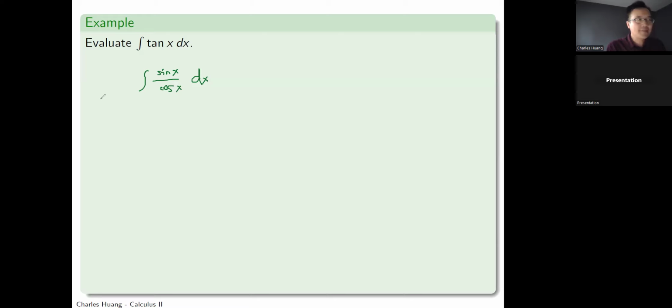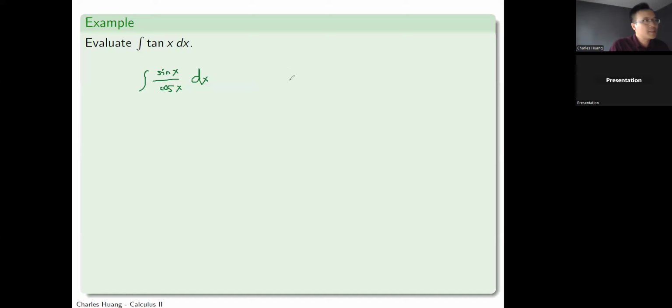Now you'll notice if you're confused about what to substitute, do I substitute for sine? Do I substitute for cosine? And the answer here is that I want to substitute for cosine and not sine. And I can show you why in a minute. If you substitute for cosine, then this is what we are going to get.